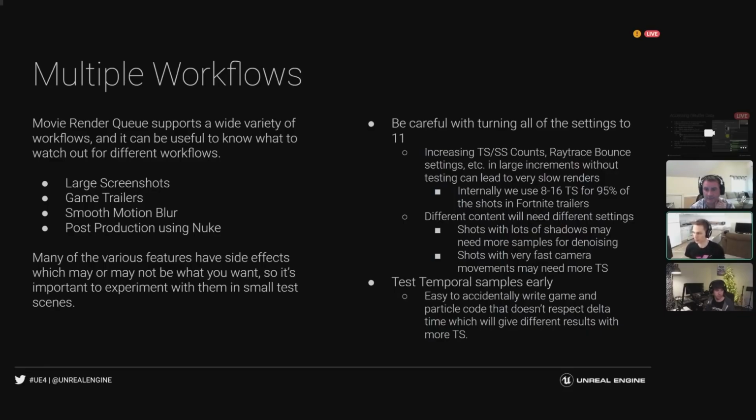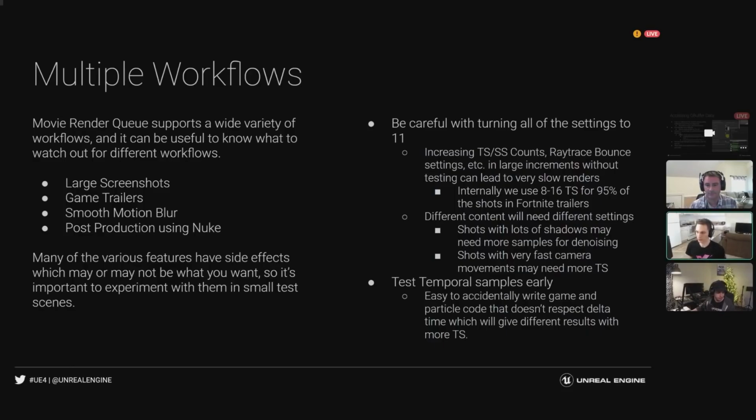General good practice: be careful with turning all the settings to 11. People sometimes use numbers they've used in other software. They might have come from an offline world where they think, oh, I need 64 or 128 samples to get nice clean renders. Because we are predominantly a real-time engine, and generally we look pretty good with only a single sample, you really want to be careful with turning this up. If you increase temporal samples and spatial samples, or your ray tracing bounces, in large increments, you can end up with really slow renders.